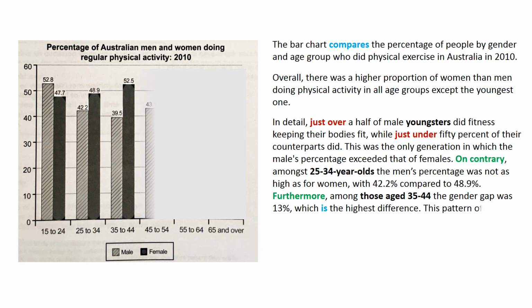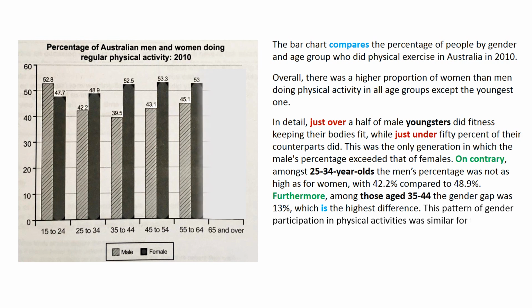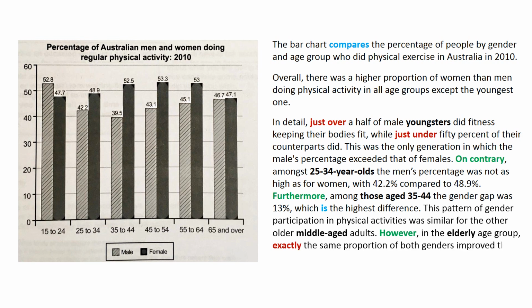This pattern of gender participation in physical activities was similar for the other older middle-aged adults. However, in the elderly age group, exactly the same proportion of both genders improved their health doing regular exercises at around 47%.